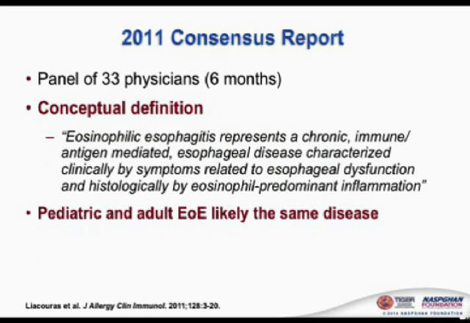Because of the increased interest, increased incidence, and possible confusion with regard to the diagnosis of EoE, 2 consensus reports have been published over the past 7 years. In 2011, a panel of 33 pediatric and adult physicians from a variety of subspecialties established a conceptual definition that states, eosinophilic esophagitis represents a chronic immune or antigen-mediated esophageal disease characterized clinically by symptoms related to esophageal dysfunction and histologically by eosinophil predominant inflammation, and also that pediatric and adult EoE are likely the same disease.